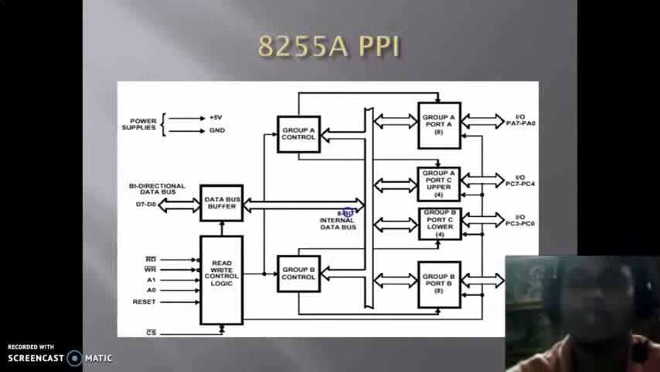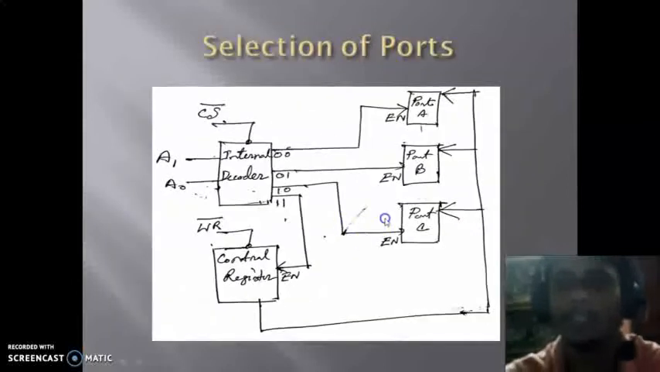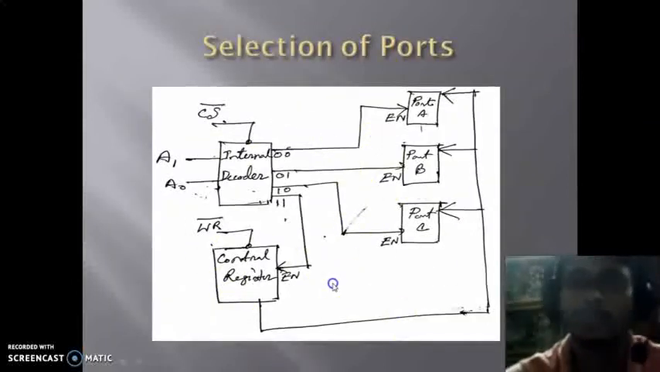So after writing the data bit pattern, a particular specific data bit pattern, we have to write into the control register, so that the ports can be selected as we want, and we can also select different modes of the ports. That's why A0 and A1 are used to select different ports as well as the control register. Now how it is actually selected, we are seeing here in this picture.